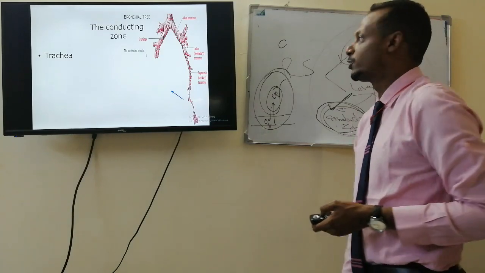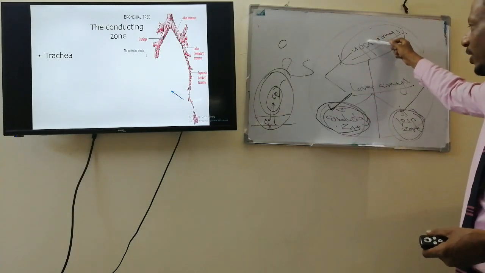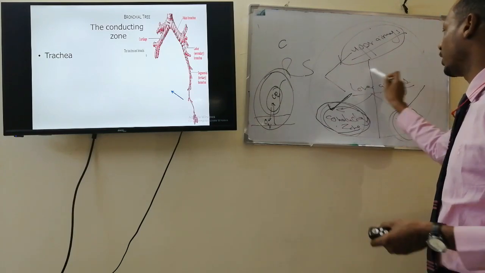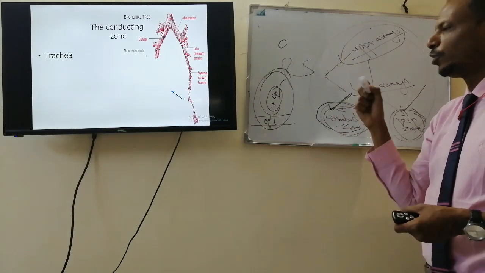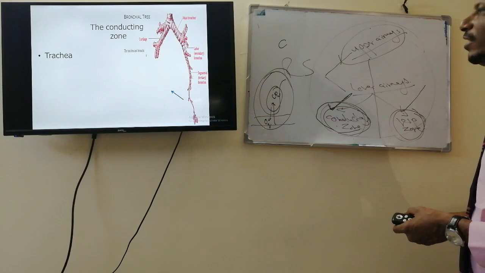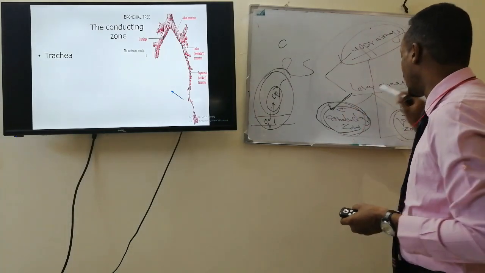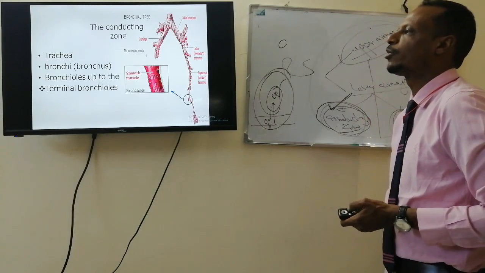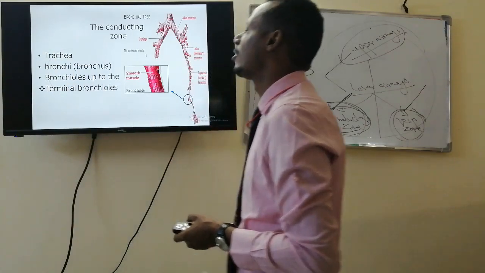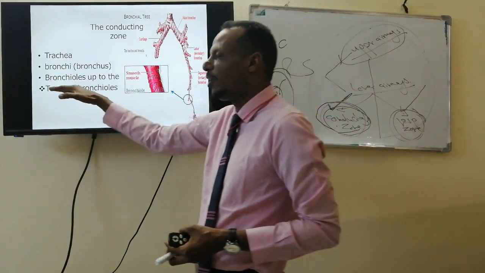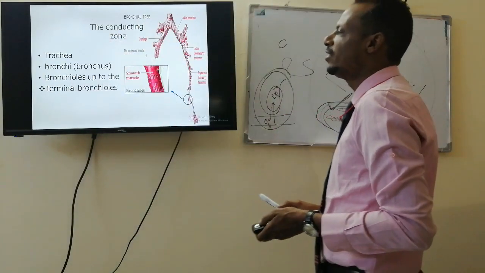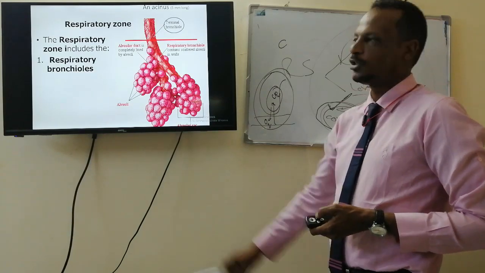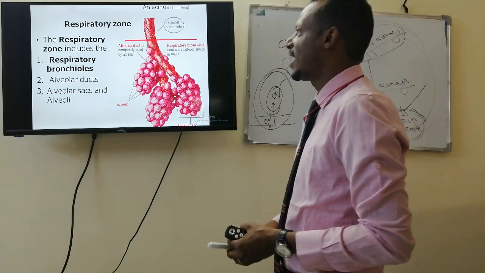Now let us go back to the conducting zone. Remember, we divide the respiratory system into upper airways and lower airways, and the lower airways into conducting zone and respiratory zone. The lower airway extends from the trachea, the bronchi, the terminal bronchiole, the respiratory bronchiole, the alveolar ducts, the alveolar sac, and the alveoli. So which parts belong to the conducting zone, and which belong to the respiratory zone? The conducting zone contains the trachea, the bronchi, and the bronchioles up to the terminal bronchiole, which is the end of the conducting zone. The respiratory zone starts from the respiratory bronchioles, the area that contains the alveoli, and includes the alveolar duct, the alveolar sac, and the alveoli.